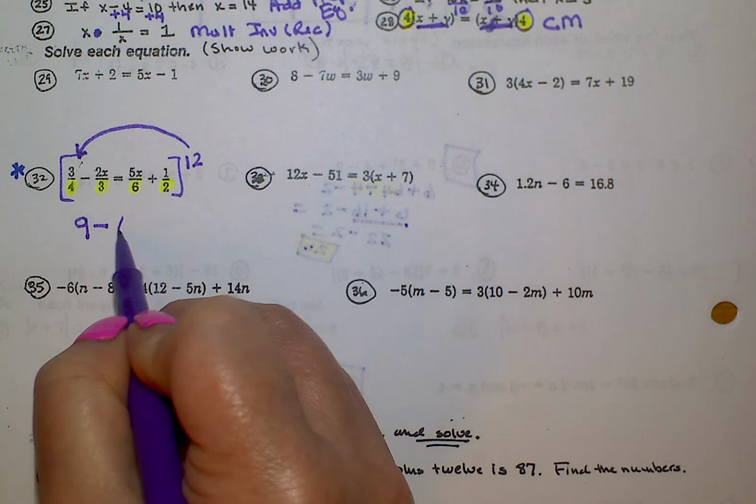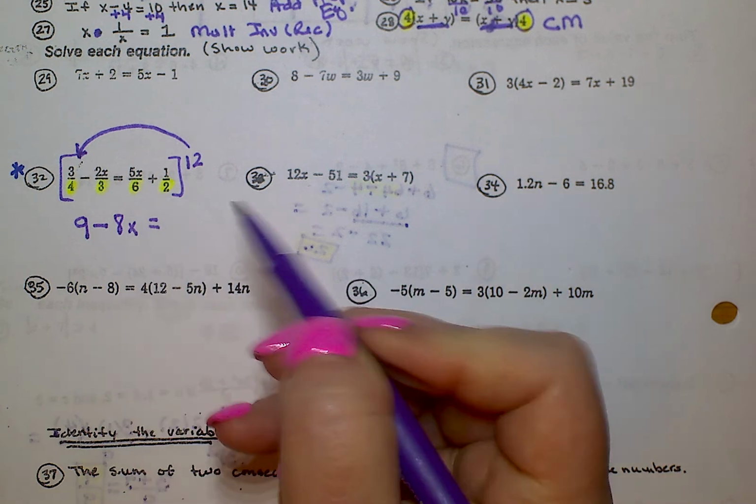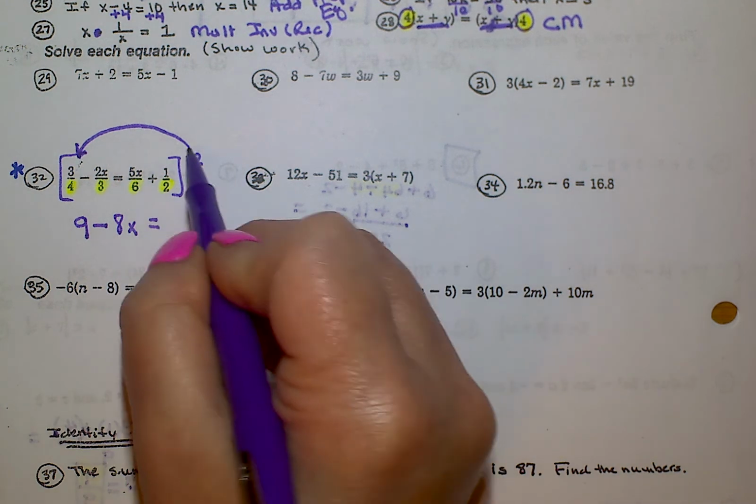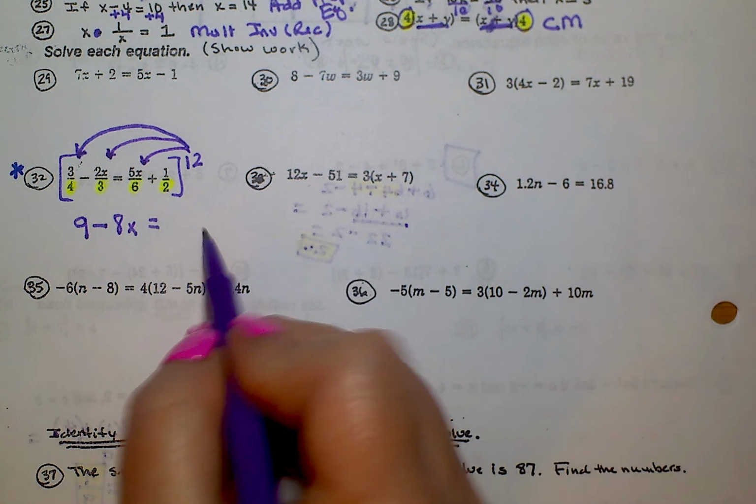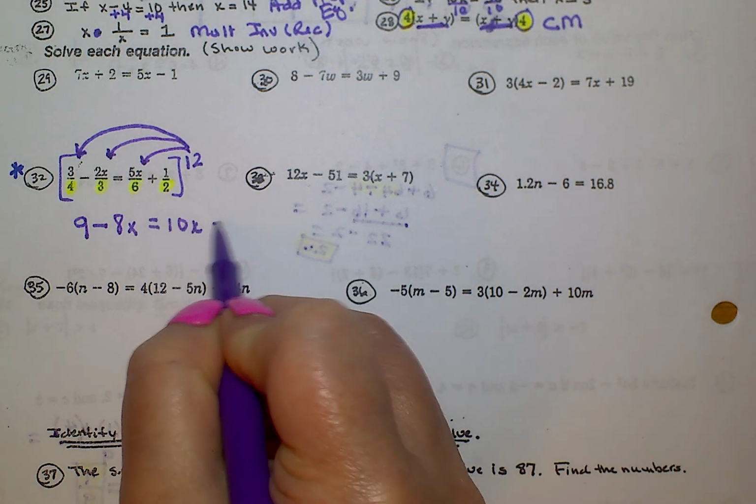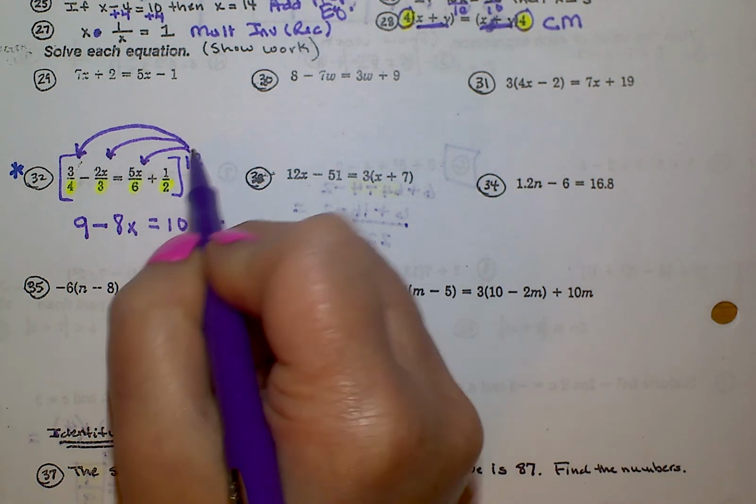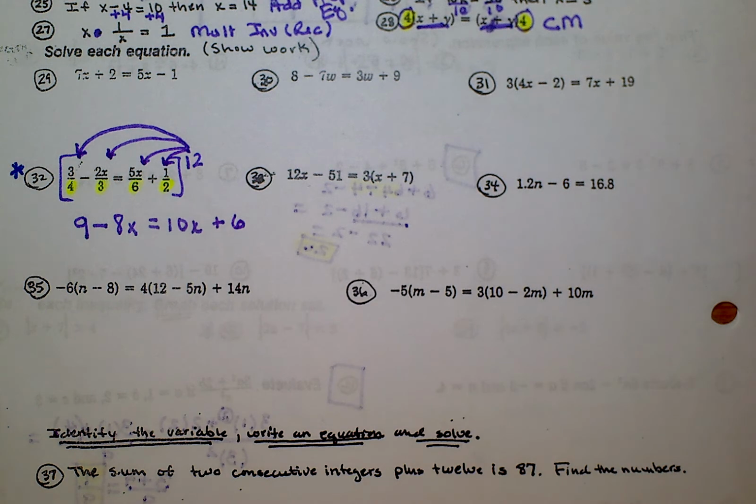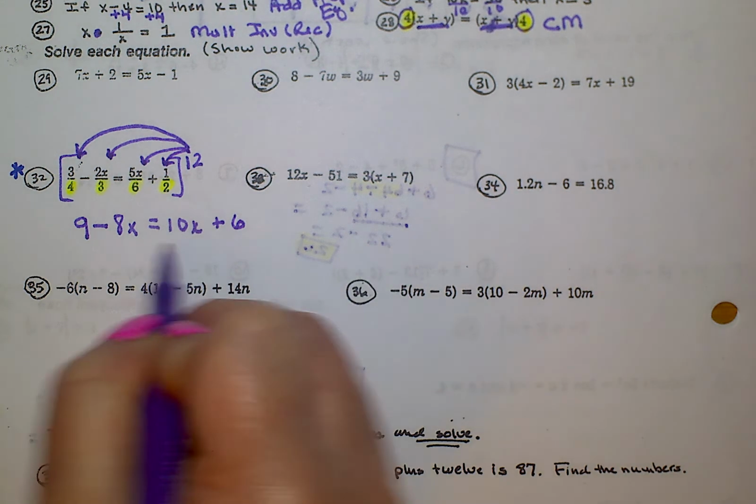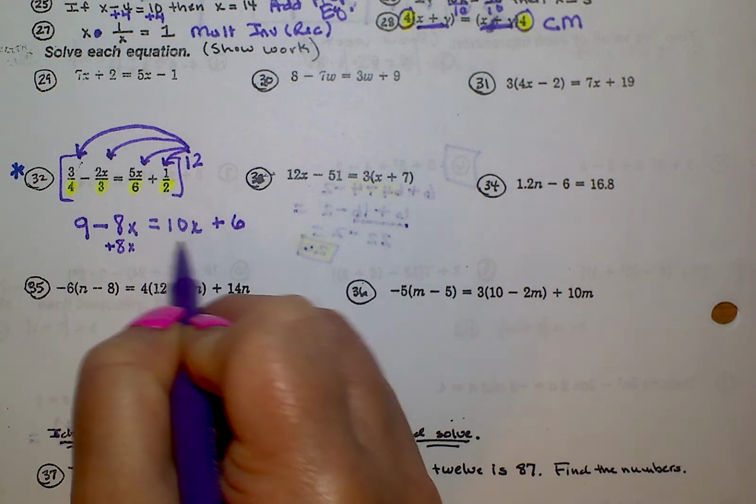4 times -2 is -8. 6 goes into 12 2 times. 2 times 5x is 10x. 2 goes into 12 6 times. 1 times 6 is 6. Okay, now we're going to solve. I'm going to add 8.